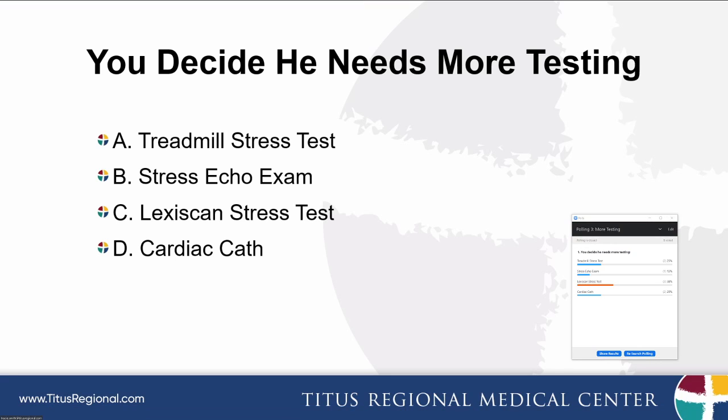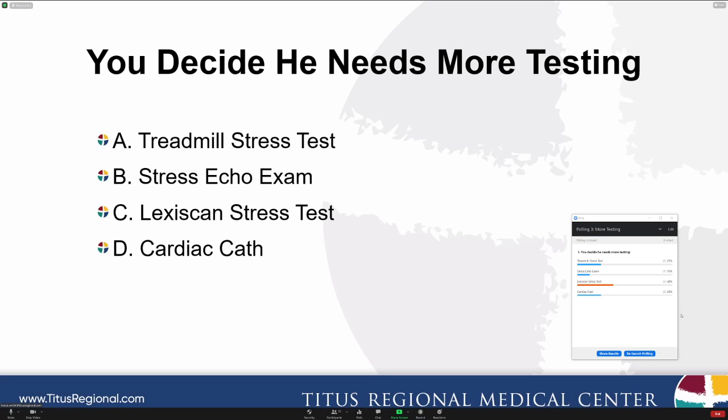So we know that John has a left bundle branch block on his EKG. So we know that doing a standard treadmill stress test is probably not going to be our best choice. The reason for that is that the left bundle branch block is going to make his EKG look abnormal to begin with. And when we put him on a treadmill and exercise him, it's going to look even worse. So that's not going to give us a diagnosis based on EKG alone.